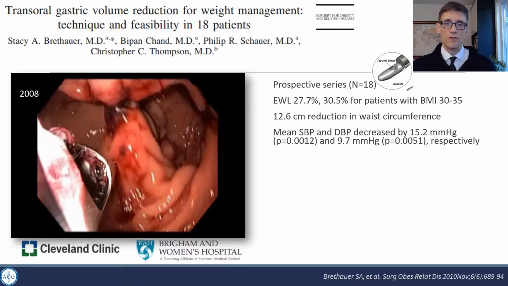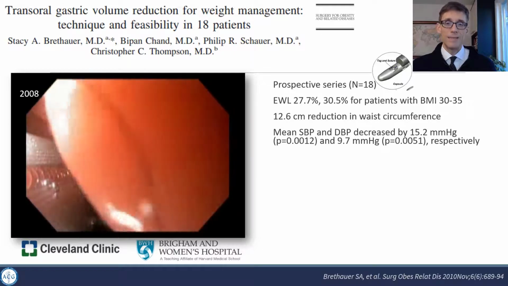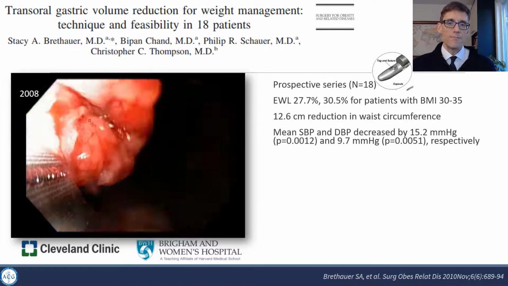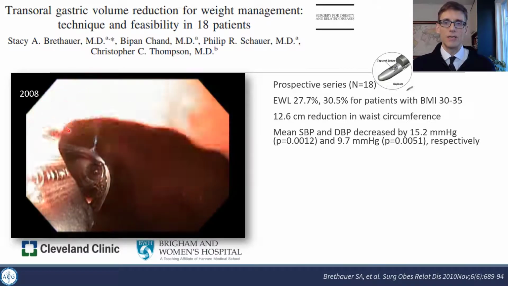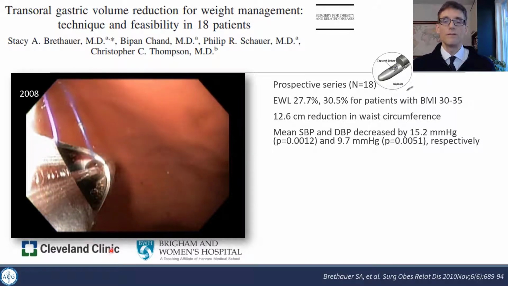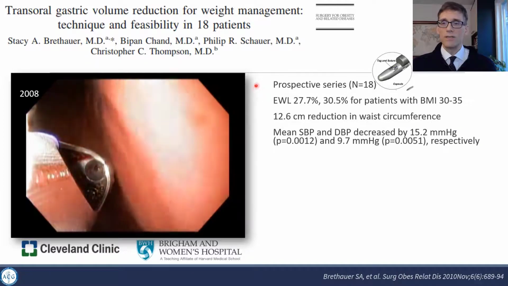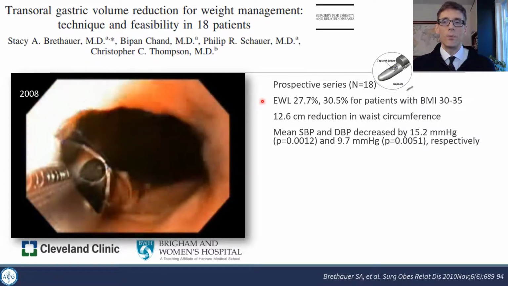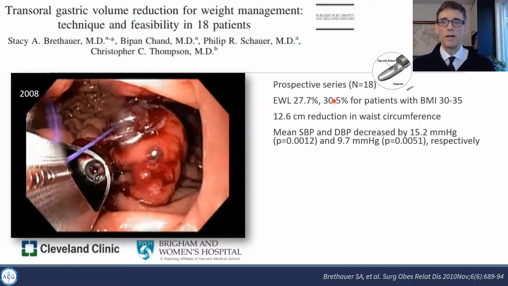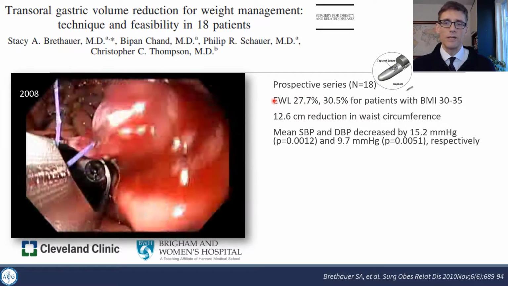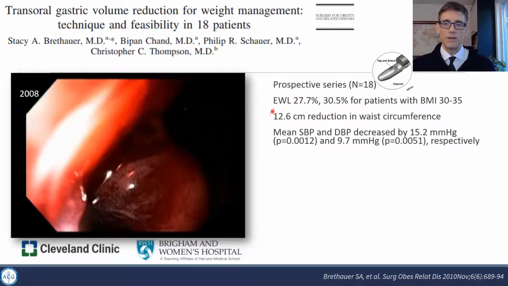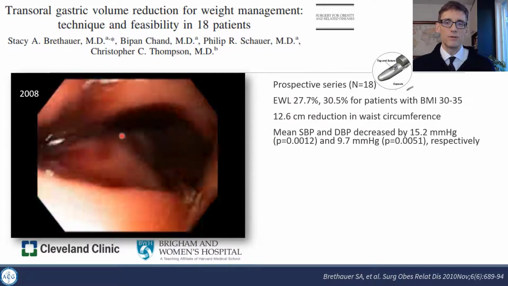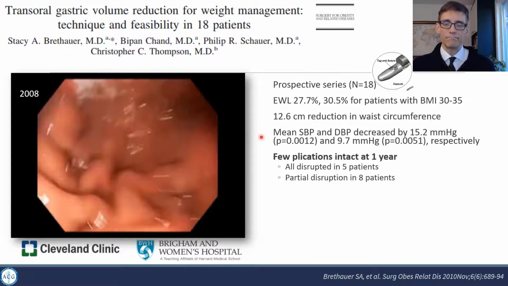The TRIM trial was first to explore endoscopic gastric imbrication, working on the greater curvature with a pattern very similar to the original ESGs. And we worked together with the Cleveland Clinic on this first-in-man study, which included 18 subjects, and we achieved a 27.7% excess weight loss and 30% excess weight loss for patients in lower BMI categories. There's also improvement in other metrics here, and you can see the final appearance very similar to an ESG.